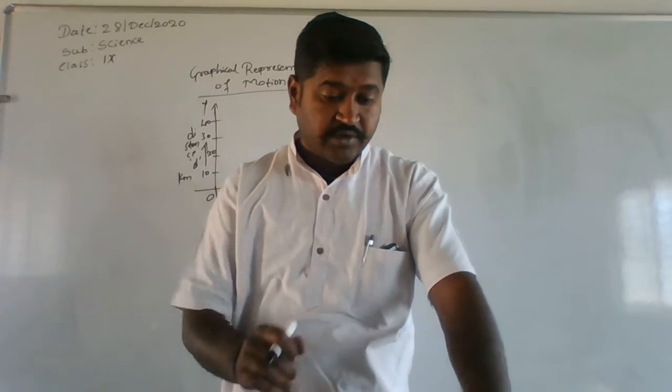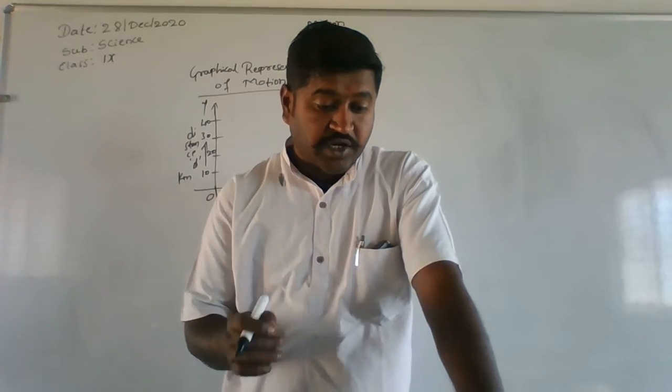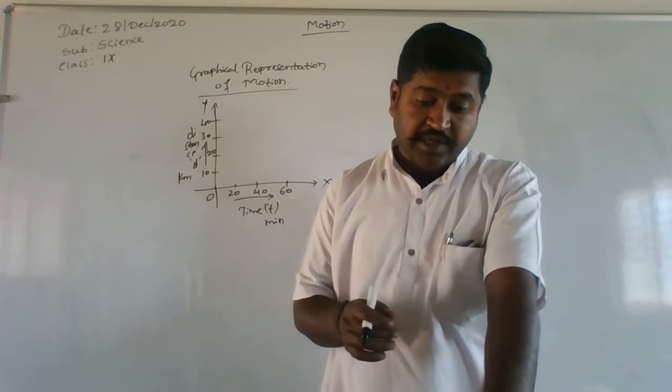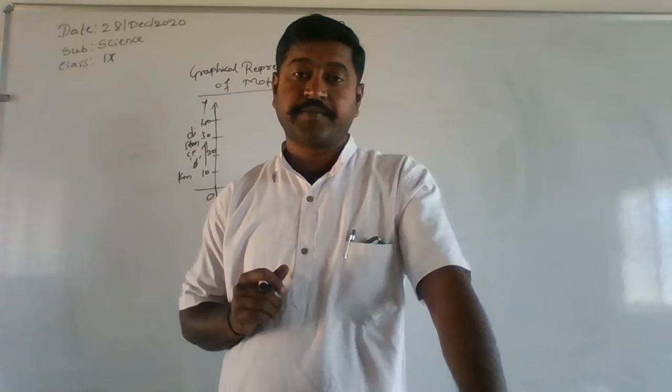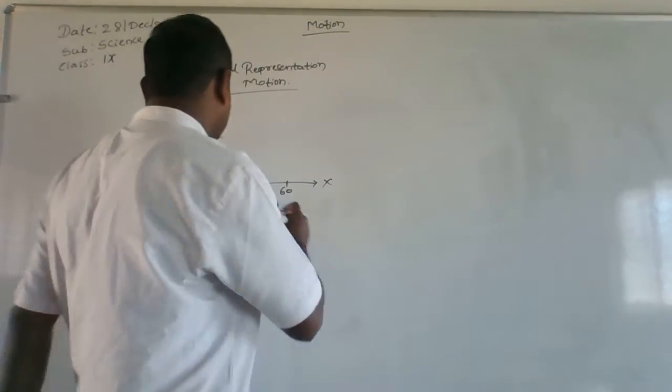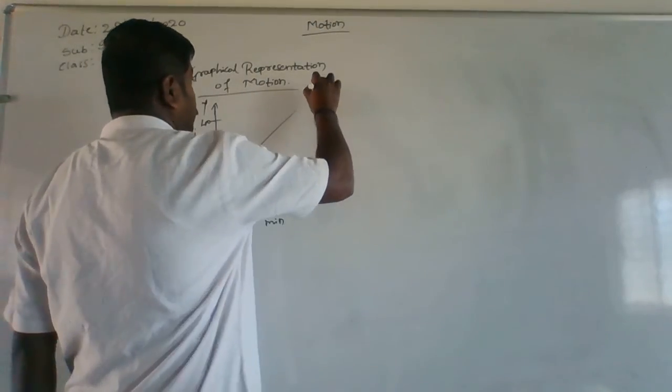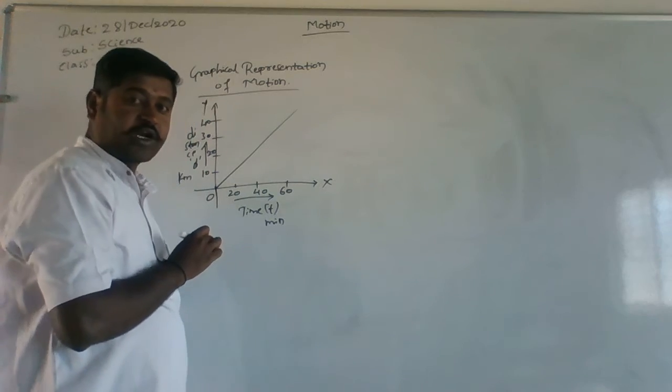You can observe there. We know that when an object travels equal distances in equal intervals of time, it moves with uniform speed. So the graph will actually be a straight line. Are you getting my point?